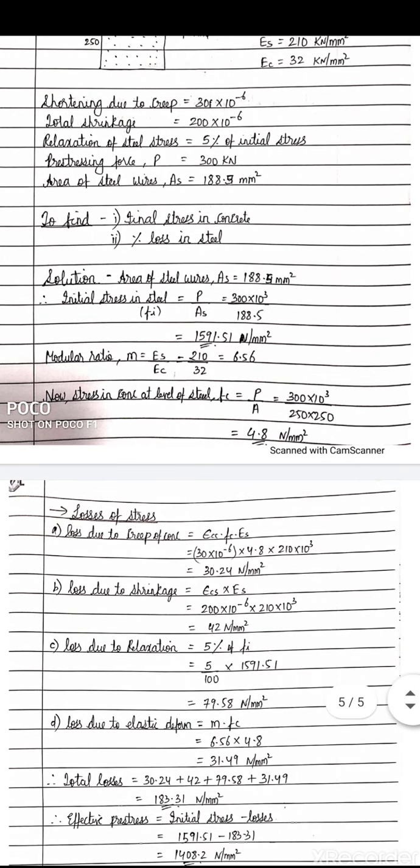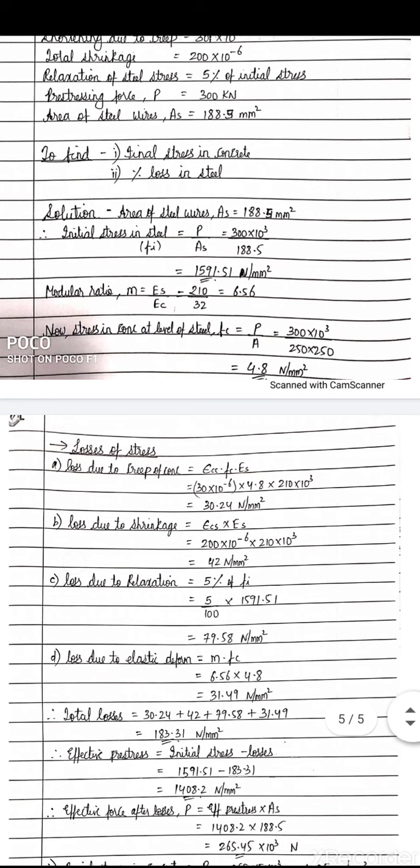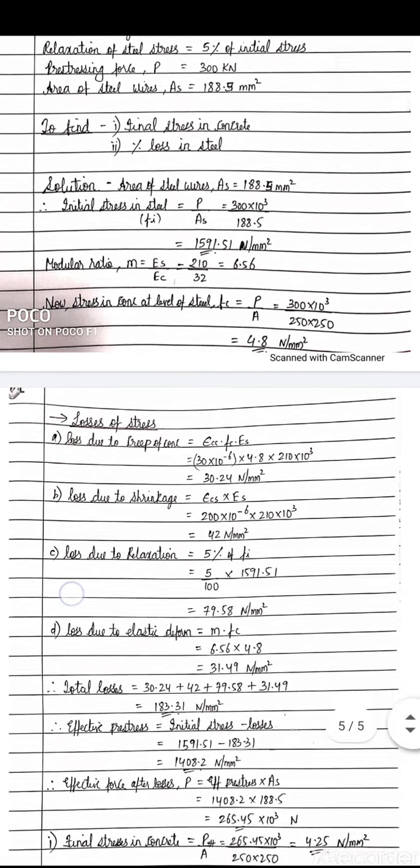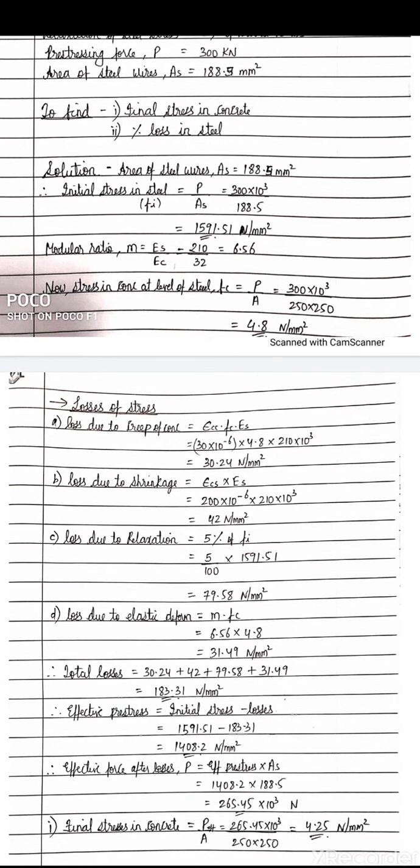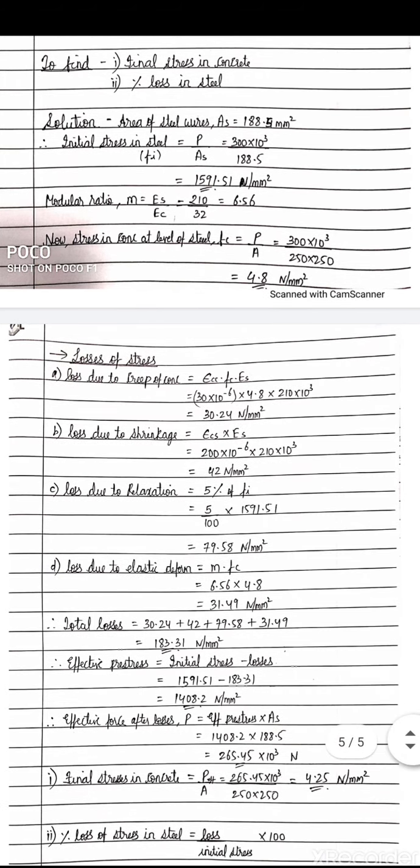Next we'll find out loss due to elastic deformation. We have the value of m, we also have the value of Fc. So we got loss due to elastic deformation as 31.49. Now the total loss is nothing but the addition of all these losses, which comes out to be 183.31. Once you got the total losses, can you find out the effective pre-stress? Effective pre-stress is nothing but the initial stress minus losses. That's what we found out in the previous question. So the effective pre-stress is initial stress 1591.51 minus the losses, and we got the effective pre-stress as 1408.2 Newton per mm square.